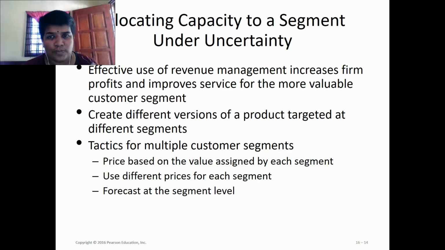Effective use of revenue management increases firm profit and improves service for the more valuable customer segment. It also creates different versions of a product targeted at different segments. The tactic for multiple customer segments is normally pricing based on the value assigned by each segment. Most of the time, we use different prices for each segment. Focus at the segment level. Look at the forecasting. So again, we need information in terms of data.